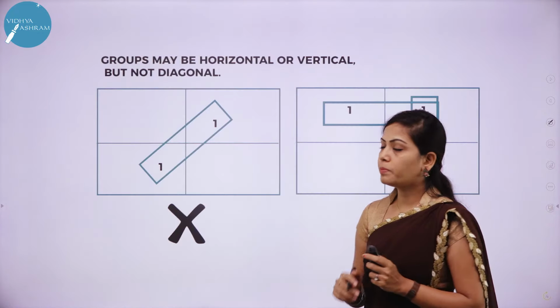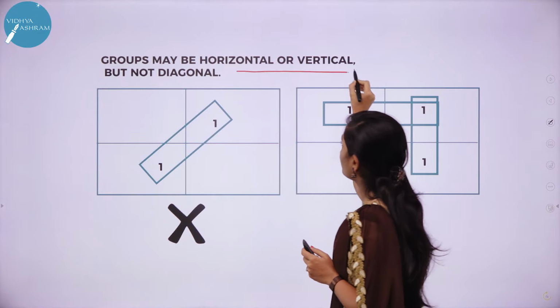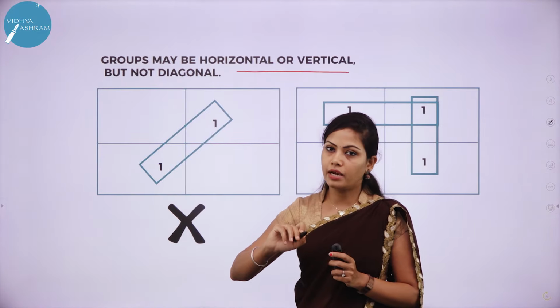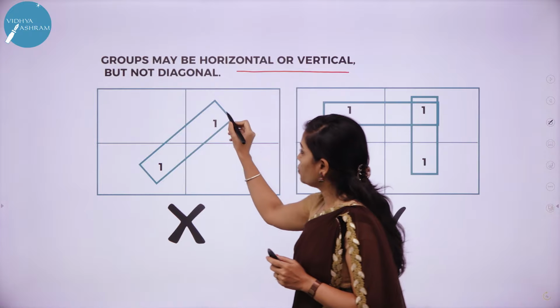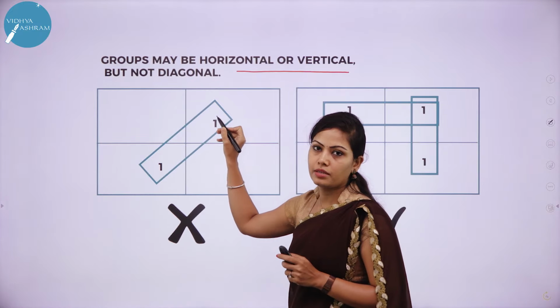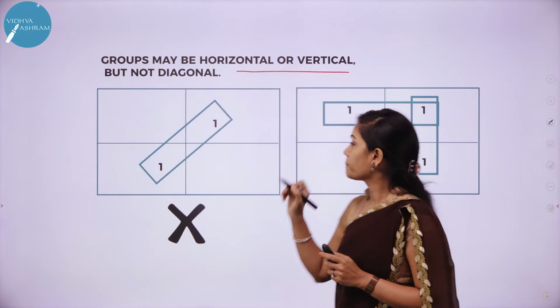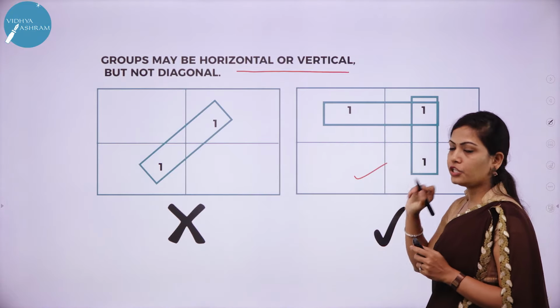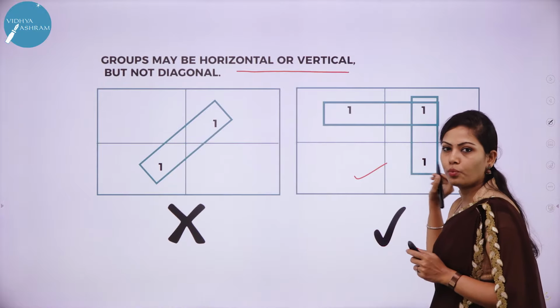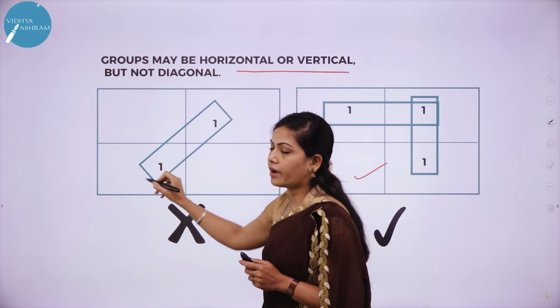Second rule: groups may be horizontal or vertical but not diagonal. You can observe this. You can't use any diagonal. You should use only horizontal and vertical. This is perfect. You can use horizontal or vertical. You should not use the diagonals.